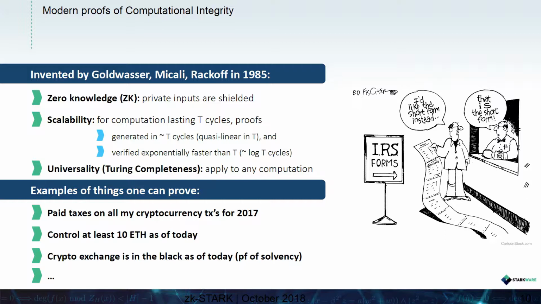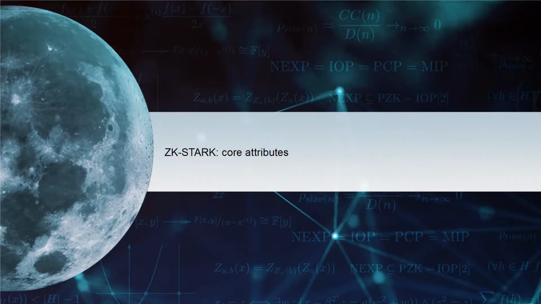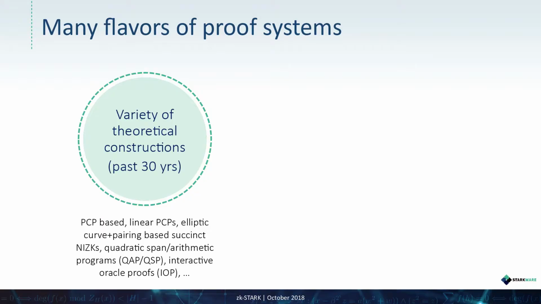So there are many systems that have some of the attributes of zero-knowledge, scalability, universality. I want to explain what we mean when we say zk-STARK. Proof systems like zero-knowledge proofs and interactive proofs and their variants, and there are numerous variants of them, have been studied extensively in theoretical computer science and in cryptography for 30 years, since 1985 or so. And there are many, many beautiful and deep and important constructions of them.